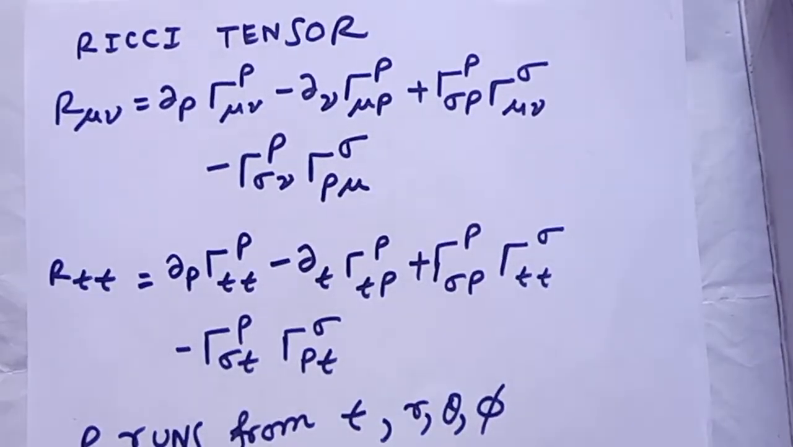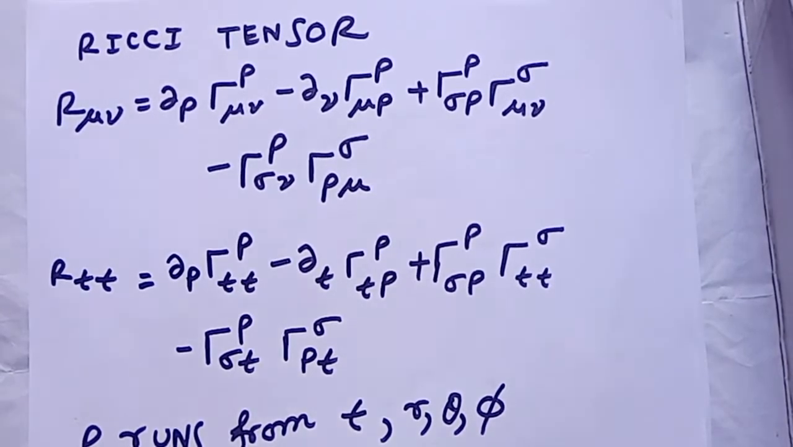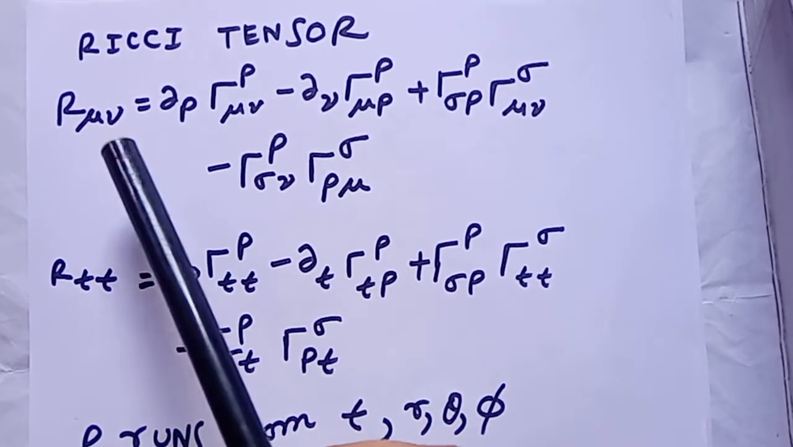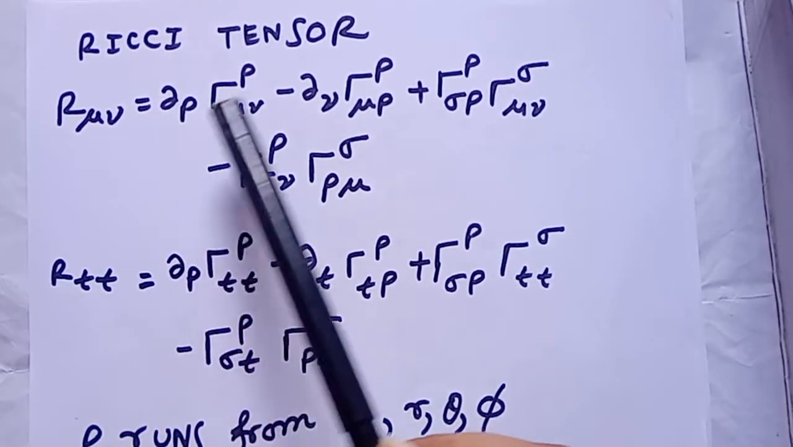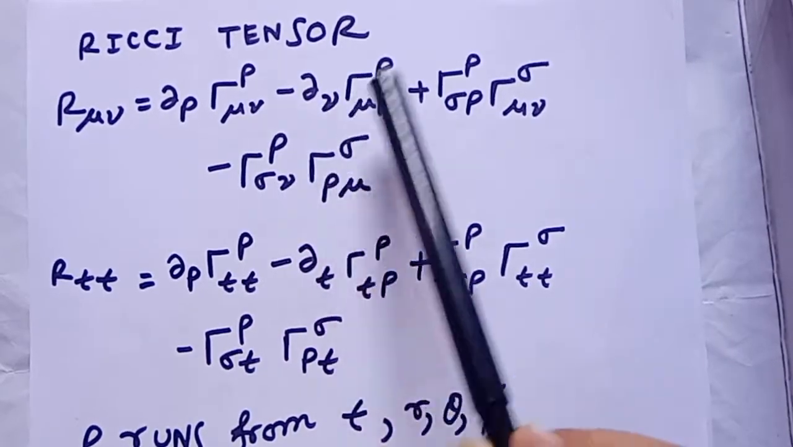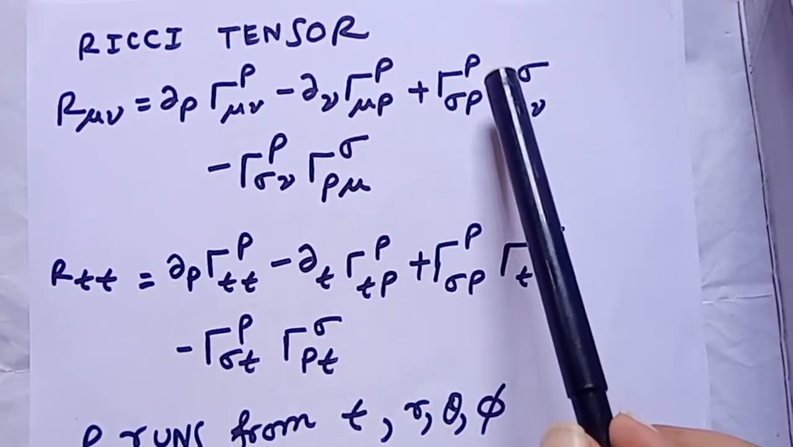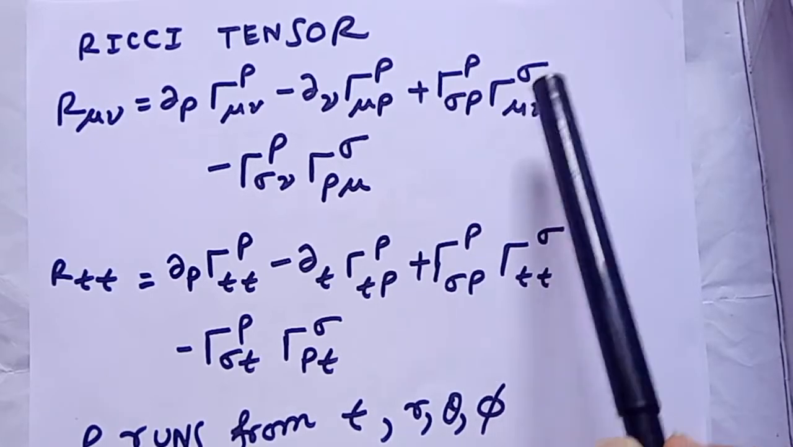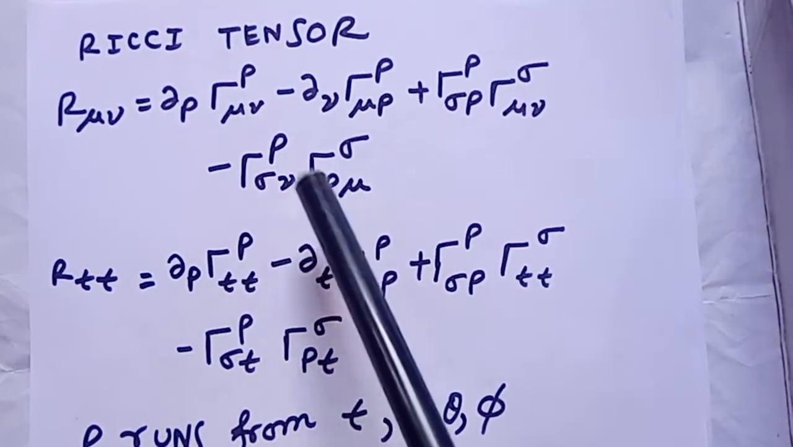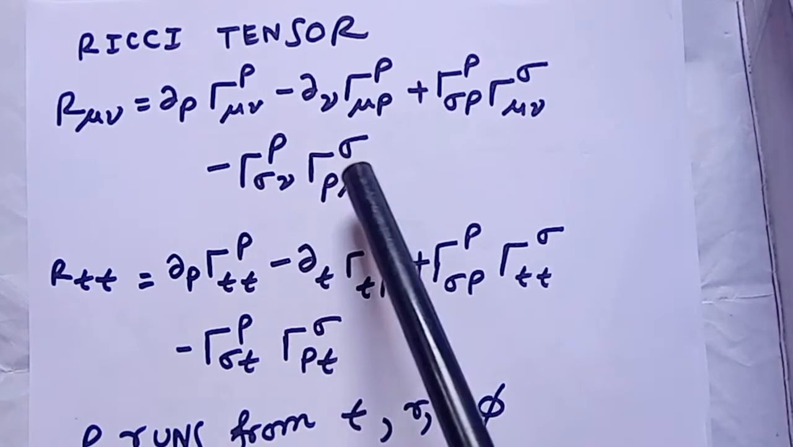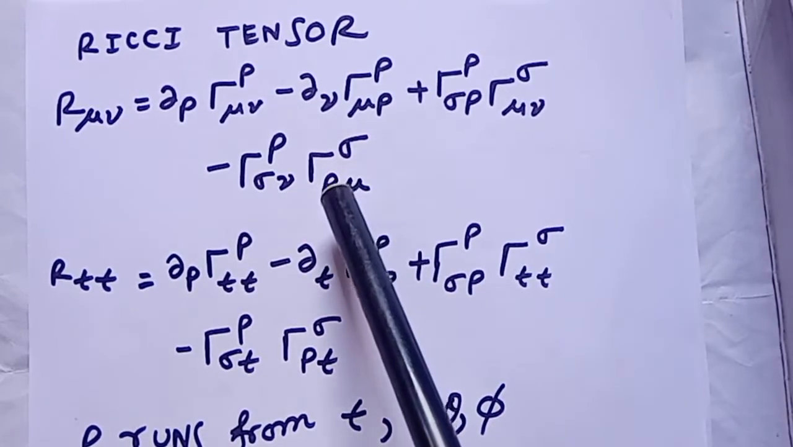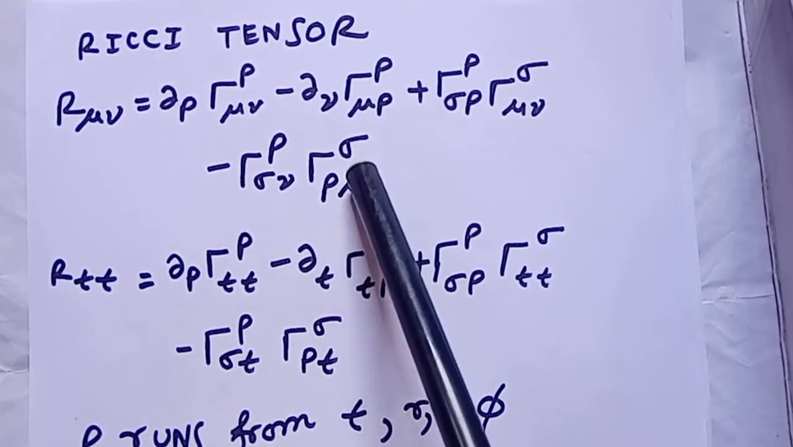Now we derive the Ricci tensor. We know the Ricci tensor R_mu nu equals del_rho Gamma^rho_mu nu minus del_nu Gamma^rho_mu rho plus Gamma^rho_rho sigma Gamma^sigma_mu nu minus Gamma^rho_nu sigma Gamma^sigma_rho mu.